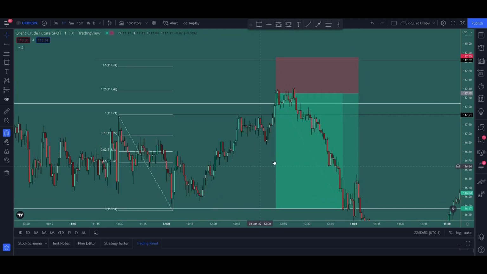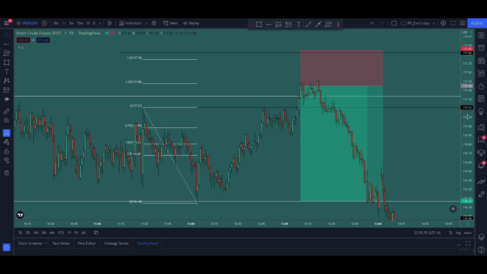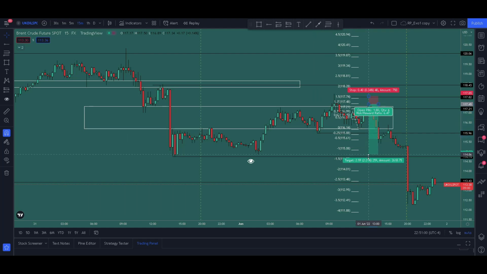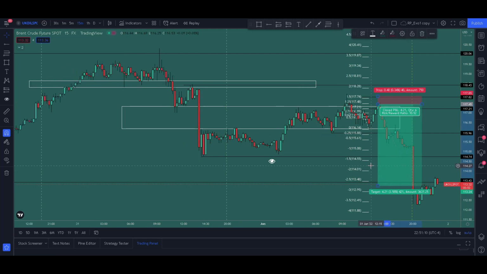And as you can see here, all targets were hit. I did get my 10R. Actually, I closed somewhere else, so a little bit more than that. I shared that on the Telegram also.